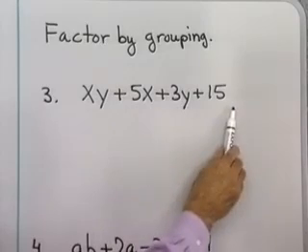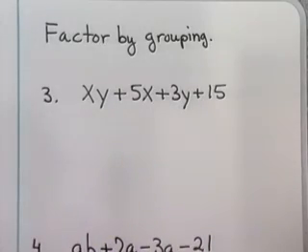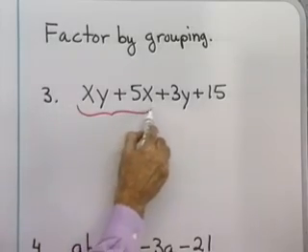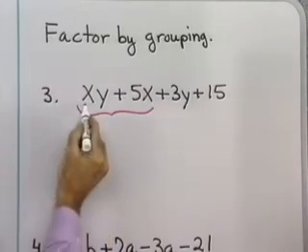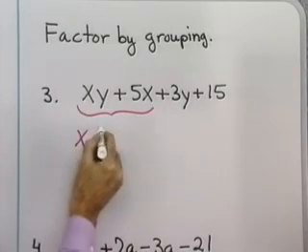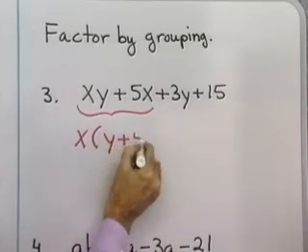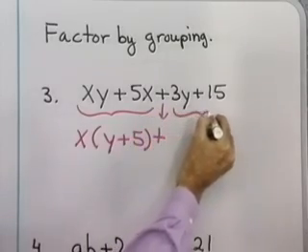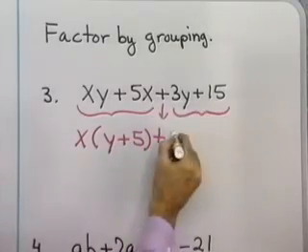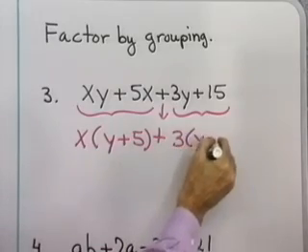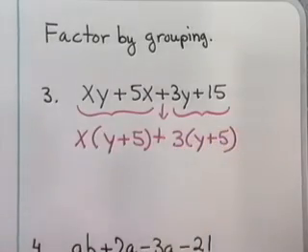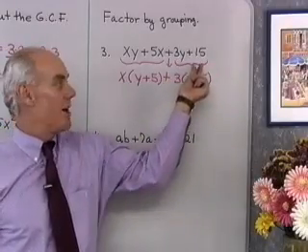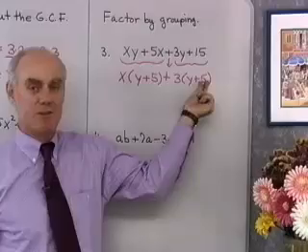Well, none of these 4 terms have any factor in common other than just 1. So what I'm going to do is just group the first 2 terms together and factor what I can from those 2. I see that x is common to each term. I factor it outside, and what's left is y plus 5. Plus, I group these 2 terms together, and I see they have a 3 in common, so I factor it out and write down what's left when I factor 3 from each of these terms. When I factor 3 from 3y, what's left is y. Factor 3 from 15, what's left is 5.